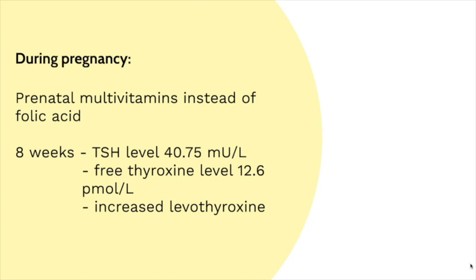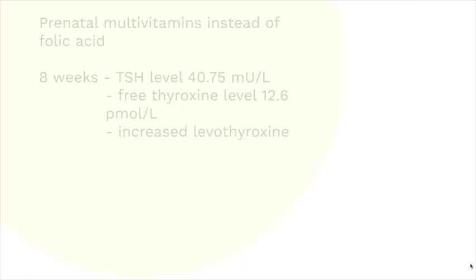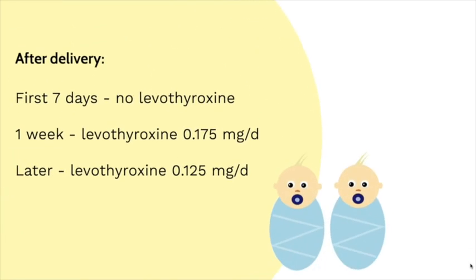As well as this, her level of free thyroxine was found to be 12.6 picomoles per litre, so the dosage of levothyroxine she was receiving was increased. The dosage of levothyroxine was adjusted multiple times in response to her level of thyroid-stimulating hormone throughout her entire pregnancy. During week 37, labour was induced and she gave birth naturally to healthy twin boys.